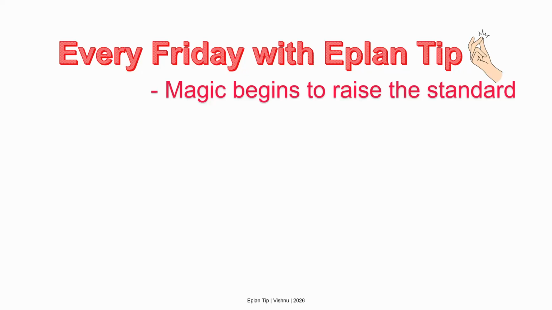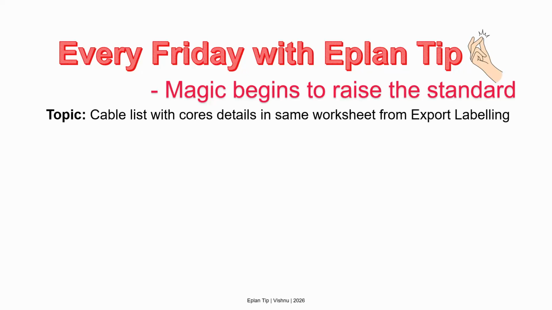Today's topic is the cable list. If you see it, we already have it by default. If you want the complete details of cables, we have something called a cable diagram in export labeling. But today I want to explore: is it possible to get the cable details in one single worksheet, not as separate worksheets? Can I get everything in one single worksheet? Let us see how to get that.